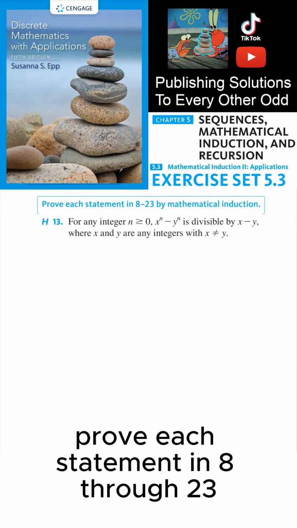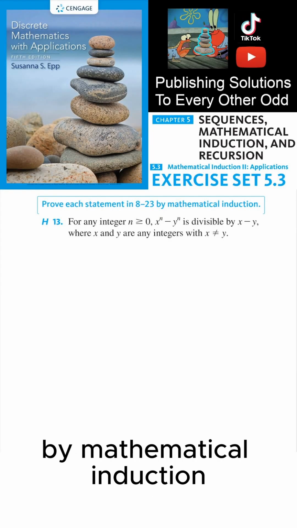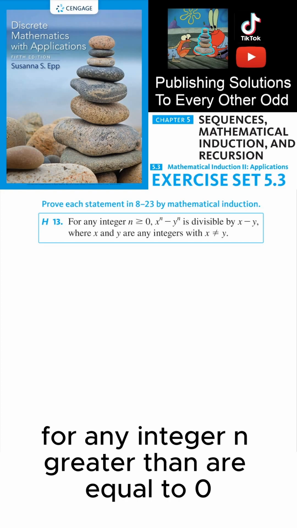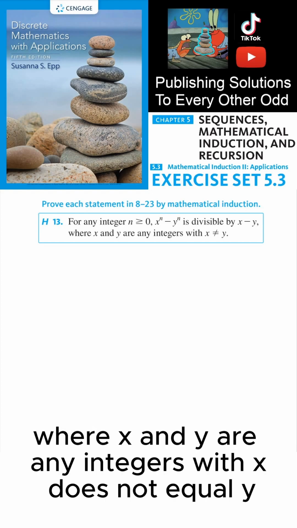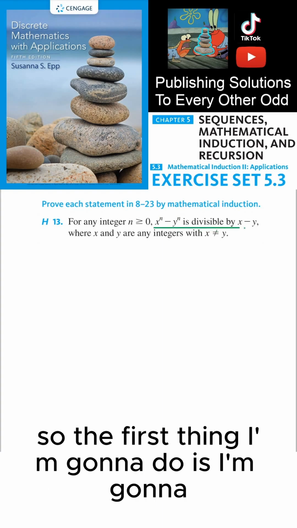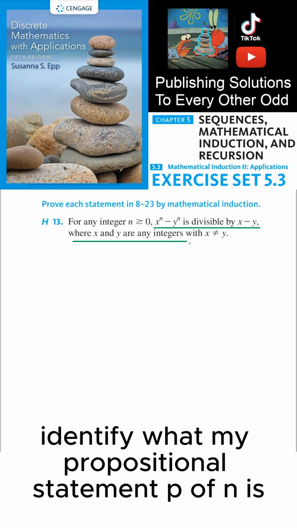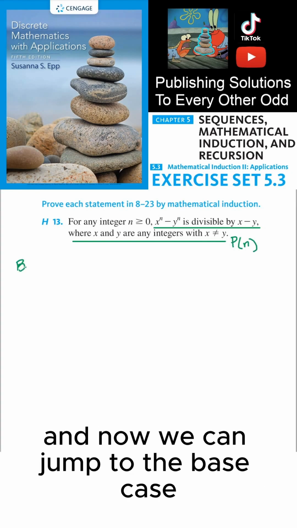Prove each statement in 8 through 23 by mathematical induction. For any integer n greater than or equal to 0, x to the n minus y to the n is divisible by x minus y, where x and y are any integers with x does not equal y. So the first thing I'm going to do is identify what my propositional statement P of n is. And now we can jump to the base case.